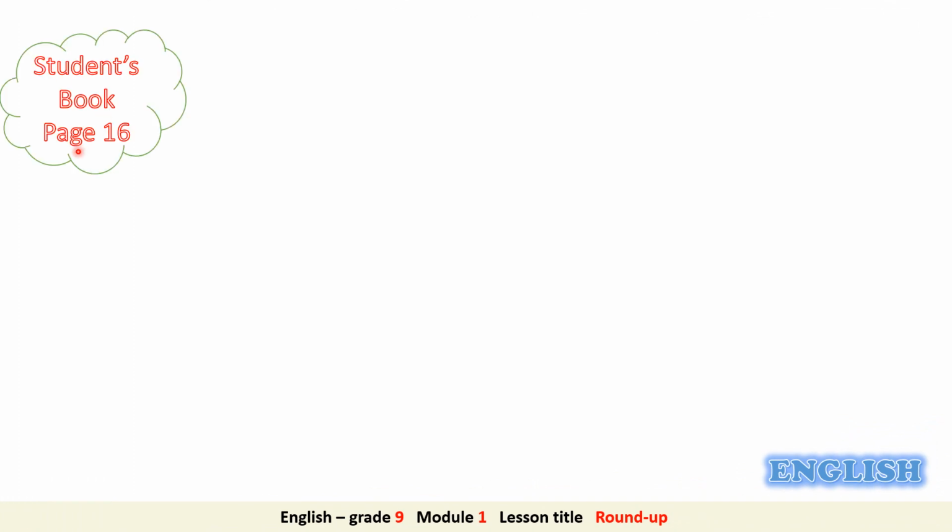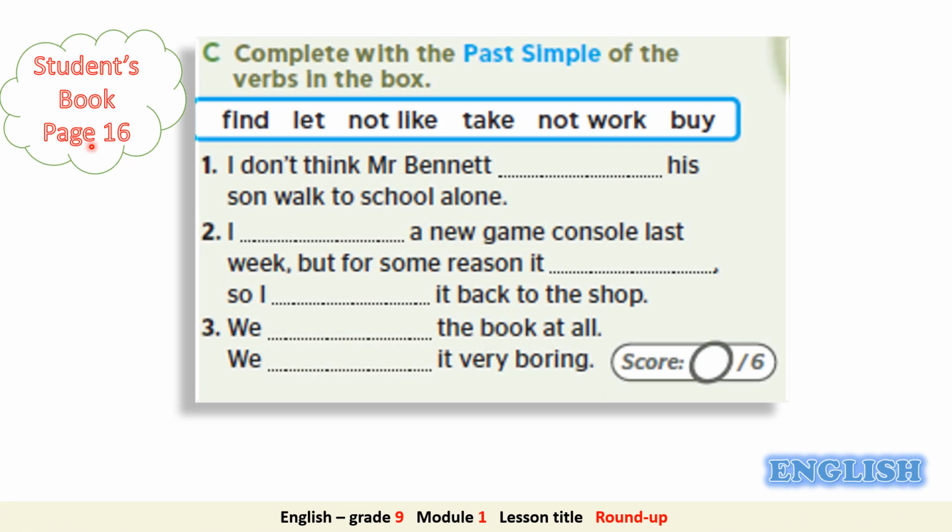Let's go to Students' Book, page 16, and do this exercise about the past simple. It says complete with the past simple of the verbs in the box. Here we have some verbs: find, let, not like, take, not work, and buy. We are going to complete these sentences using the past simple of these verbs. Now what you are going to do is to pause the video and do this exercise. Go on.